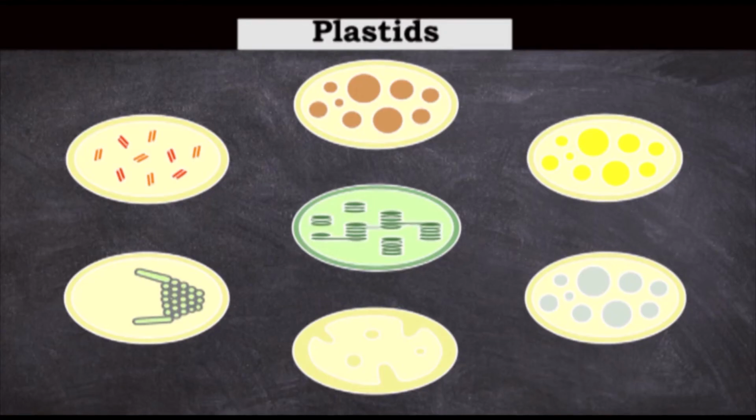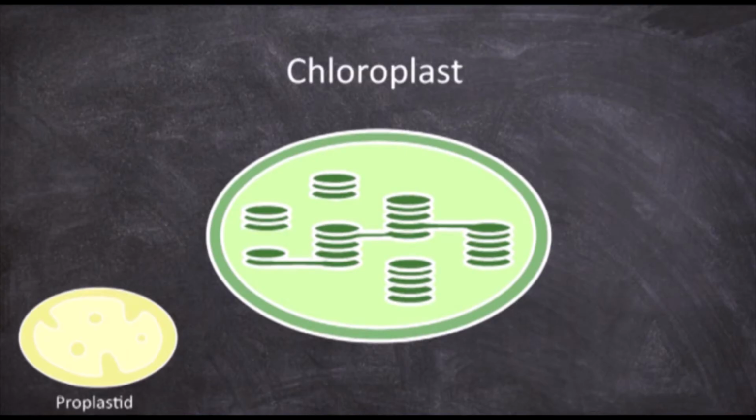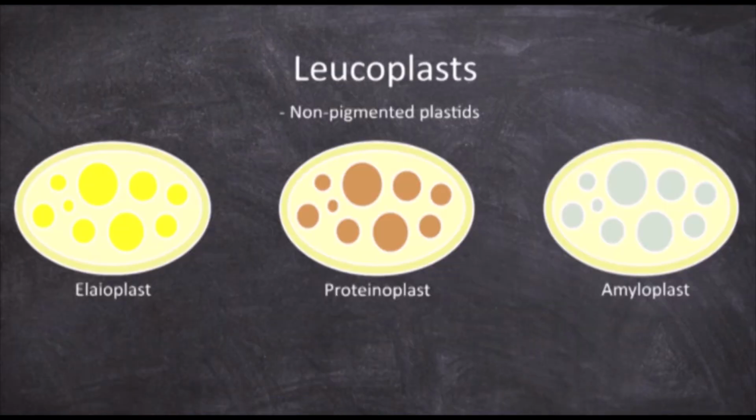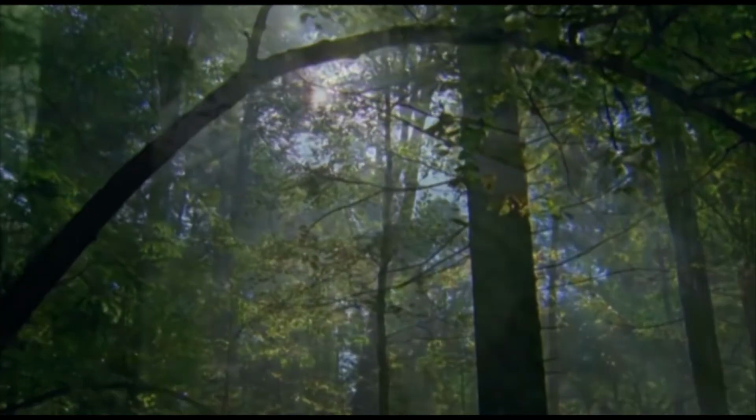Unlike animal cells, plant cells contain plastids. Plastids are double membranous organelles which play a role in manufacturing and storing of food. There are three types of plastids. These are chloroplast, chromoplast, and leucoplast.